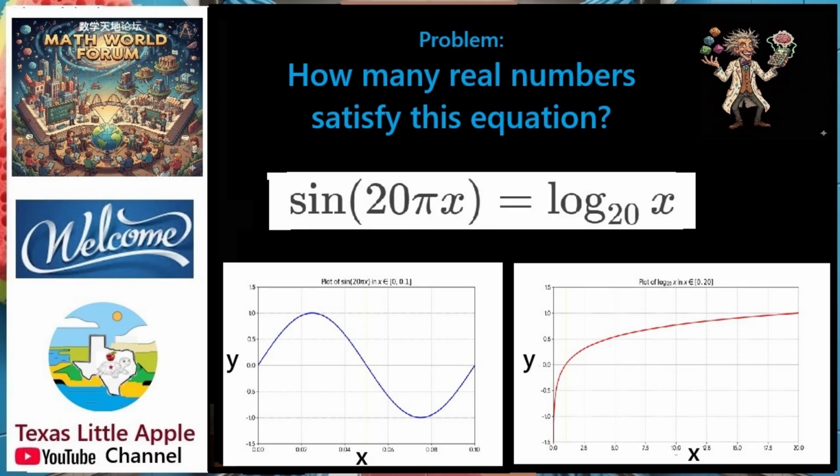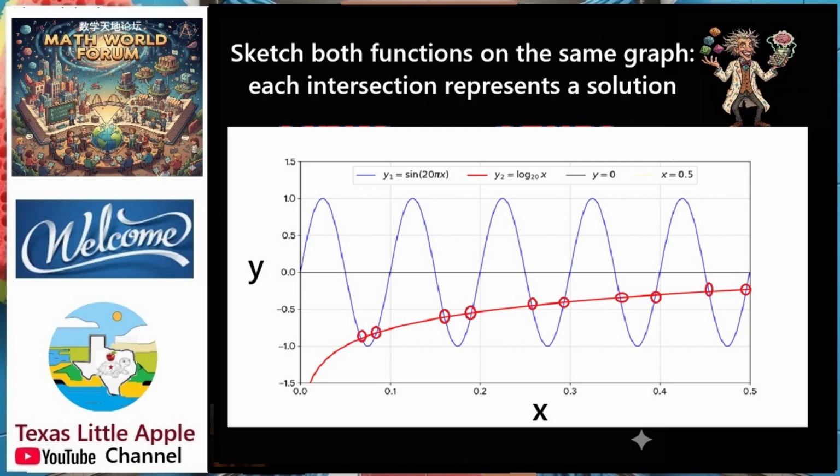At first glance, this equation looks pretty complicated. So, how do we solve it? In this equation, one side is a periodic function, and the other side is non-periodic. At first glance, it might feel impossible to figure out how many solutions there are. But if we sketch both functions together on the same graph, something interesting happens. The logarithm curve intersects the periodic sine wave at several points. And each intersection represents a solution, a root we're trying to find.